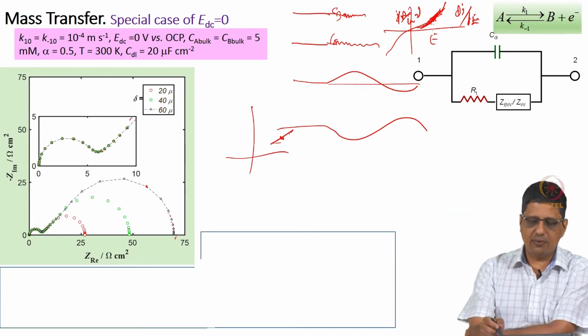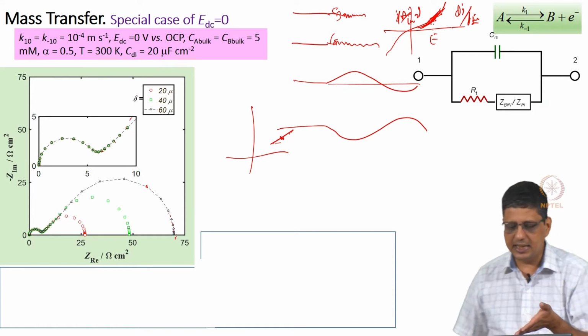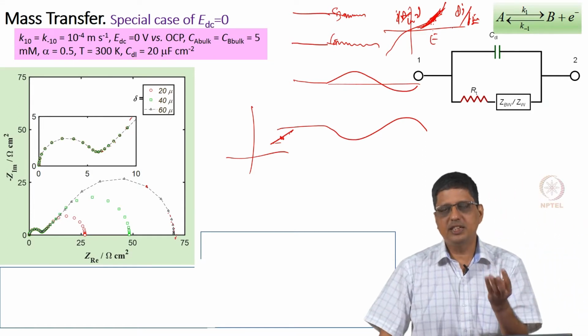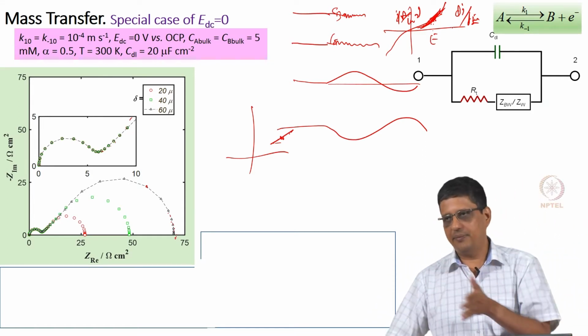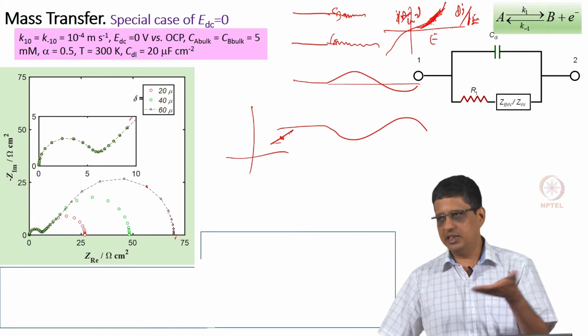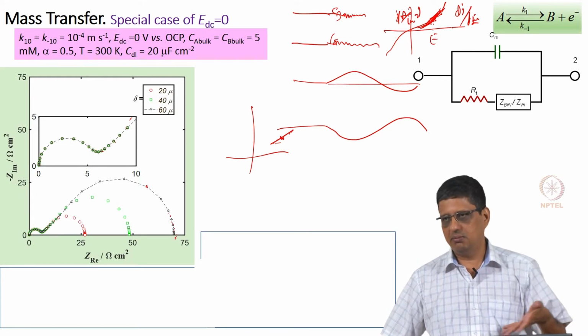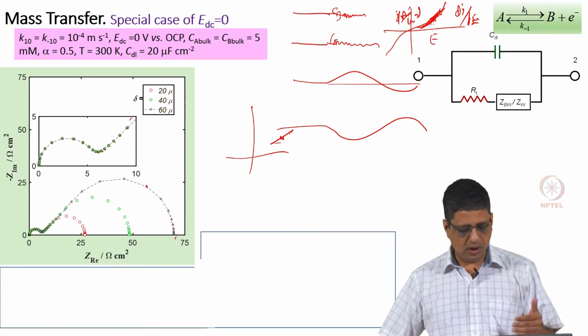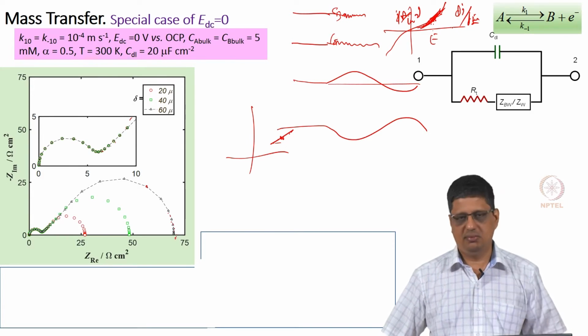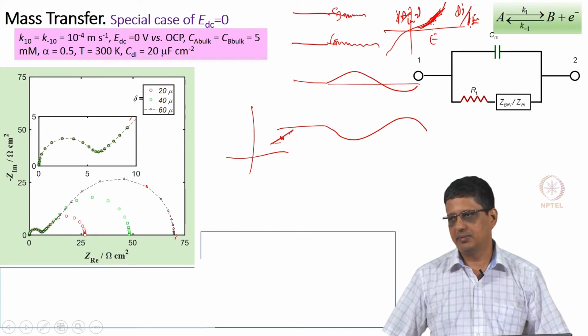Okay. So, instead of doing this, of course, it is practically easier to say I have one system, I will change the rotational speed, I will change the delta. You can compare different systems with different diffusivities and you will get a similar result. Lower diffusivity will end up giving you larger polarization resistance.